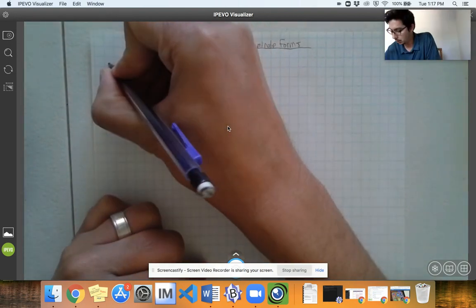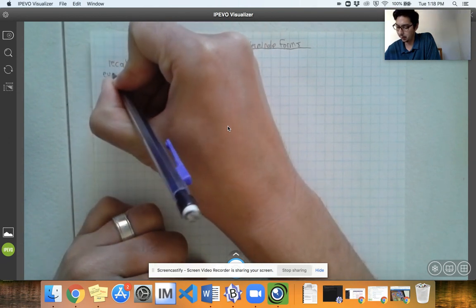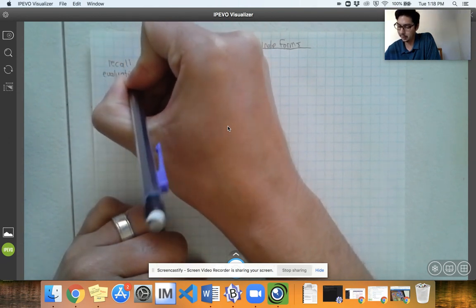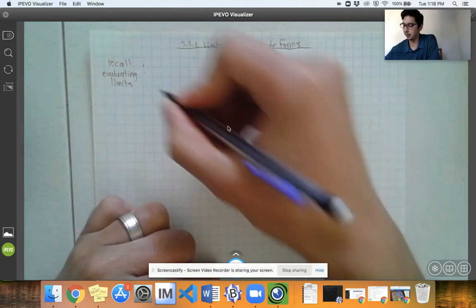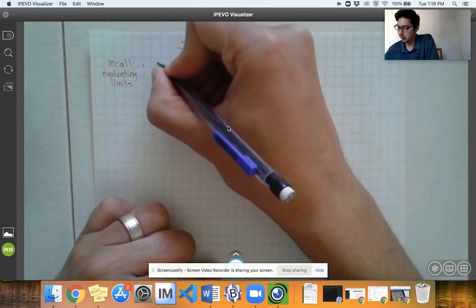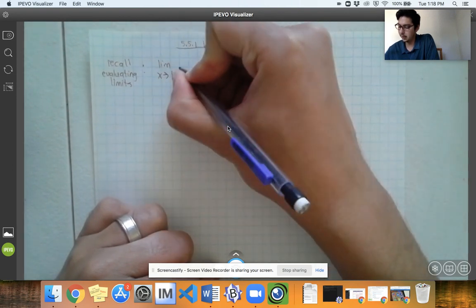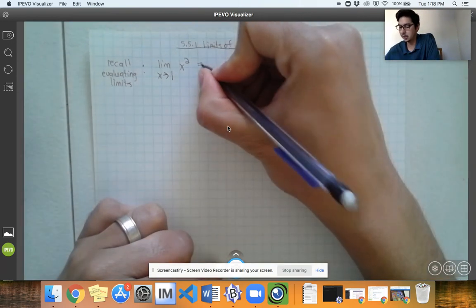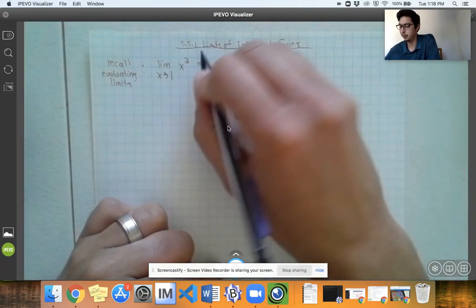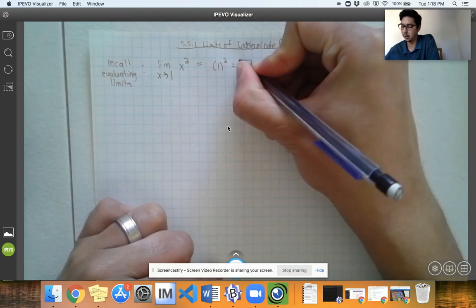Now let's recall how to evaluate limits first. So recall, evaluating limits before I get into this new topic. Say, for example, you had the problem, the limit as x approaches 1 of x squared. We can do that simply by just plugging in 1, and if you plug in 1, we would get that the answer is 1.